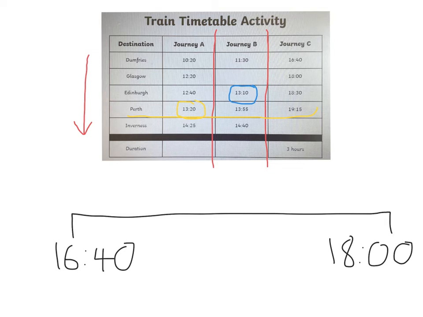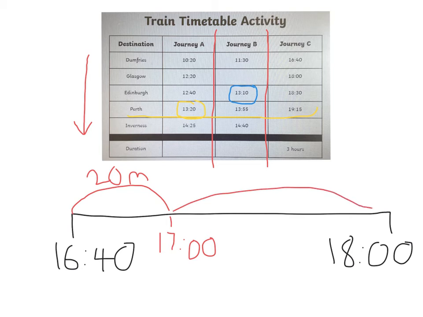And we've done this skill before already, but I'll just show you another example of how we would do that. So you might choose to do it this way with a number line. I might choose to add on 20 minutes to 4:40 because that gets me to the next hour. So I might choose to do a jump of 20 minutes to get me to 5 o'clock, because that's the next hour. And then I might choose to do the jump of 1 whole hour to get me to 6 o'clock. And so I could say that in total, the journey from Dumfries to Glasgow takes 1 hour and 20 minutes.